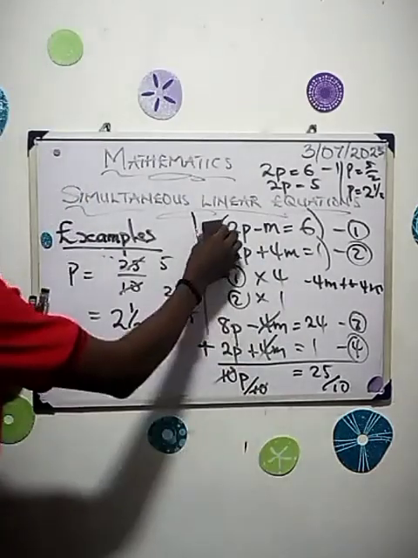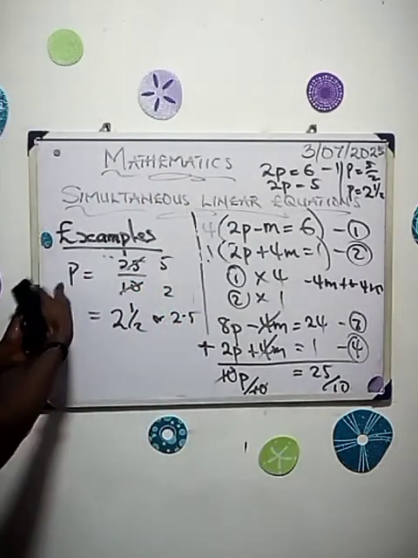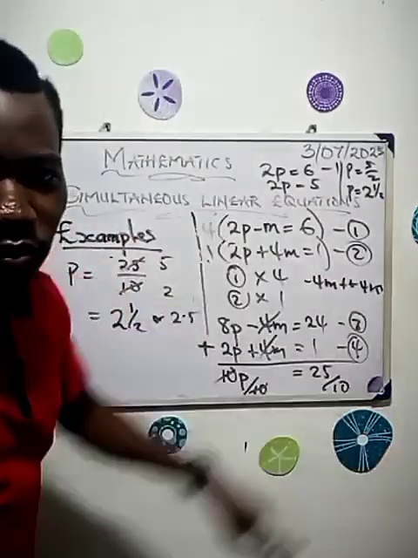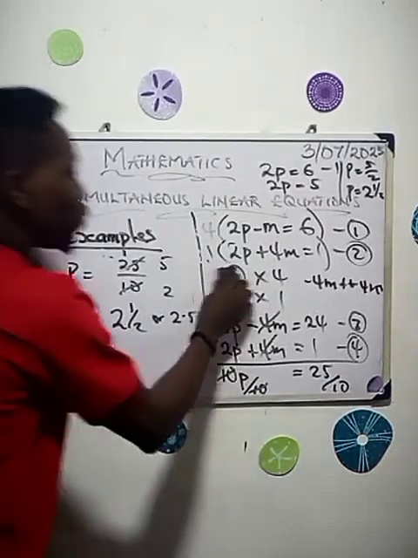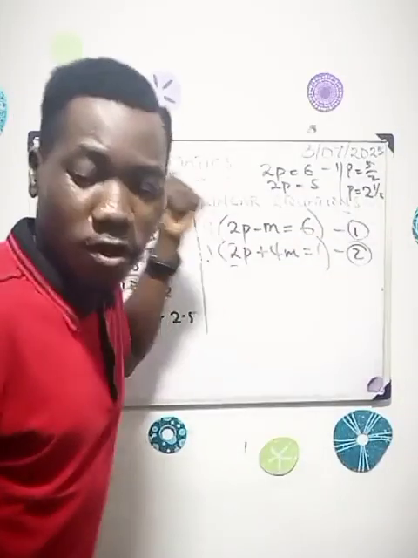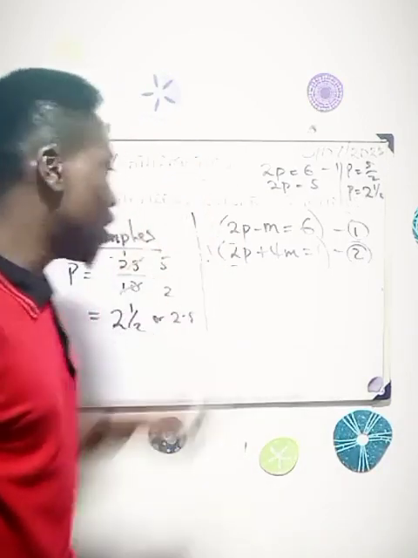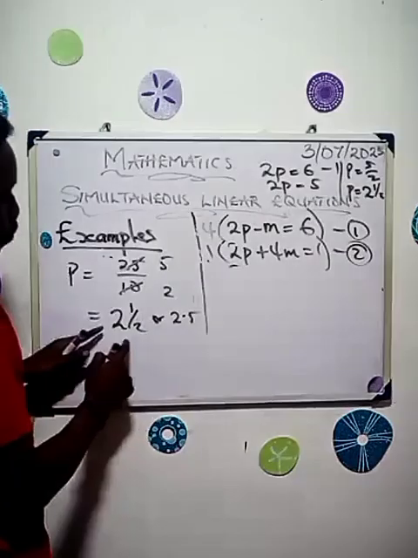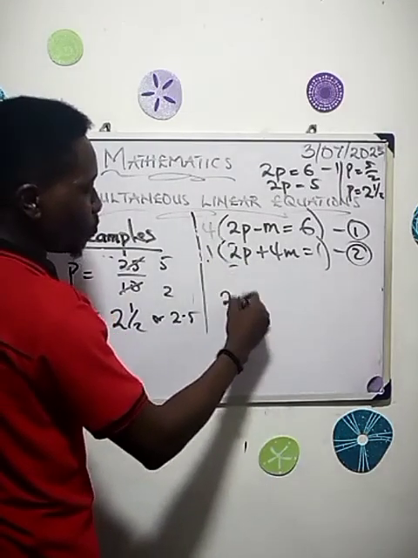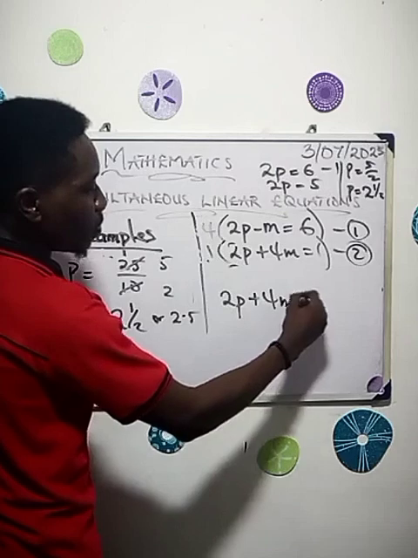Let's continue. So we've gotten the value of p. Let's now substitute this value of p into equation 1 or equation 2. Anyone will work. So let's see what we are going to get for m, if it's going to be the same thing as what we got before. Remember what we got before? Was it minus 1? Let's use equation 2. So 2p plus 4m equals 1.